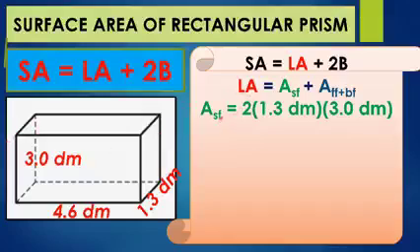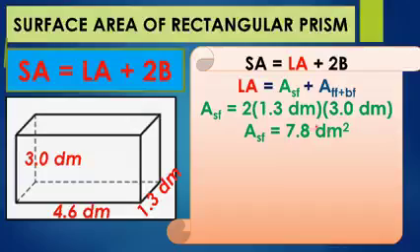So the area of your side faces is equal to 2 times 1.3 decimeters plus 3.0 decimeters. 2 times 1.3 is 2.6. Multiplied by 3.0, it will give us a product of 7.8 square decimeters. So our side faces is equal to 7.8 square decimeters.